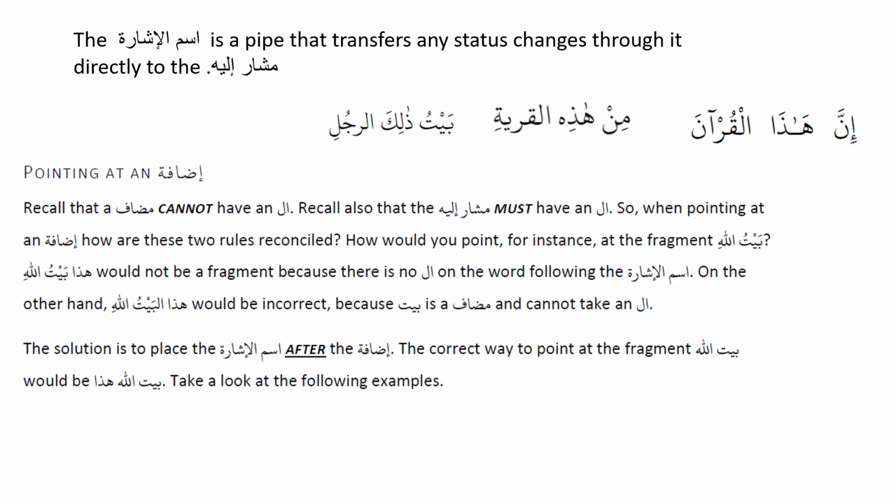Because I know mudaf cannot have alif lam. The pointing word is saying, I need alif lam, and the mudaf is saying, no, I cannot have alif lam. And pointing words always come at the beginning, like in English: this is a boy, this boy, that house. So to make the solution, we say, okay, idafa, you win, you stay as it is. Don't take an alif lam, because mudaf cannot take alif lam. What we're going to do is bring the pointing word at the end of the idafa, and that's how it looks: Baitullahi Haza.